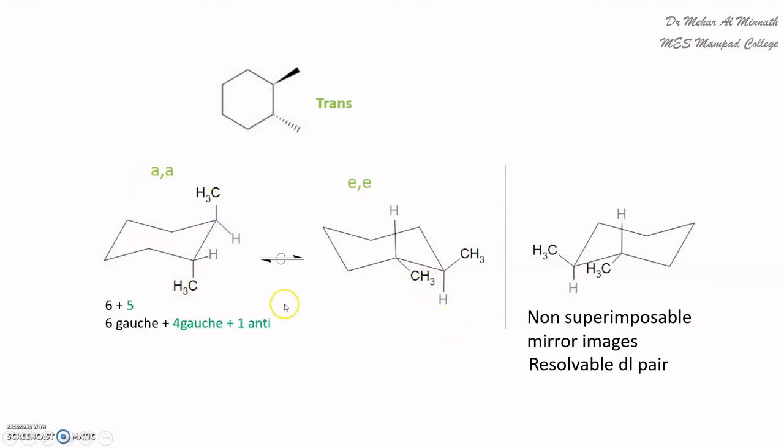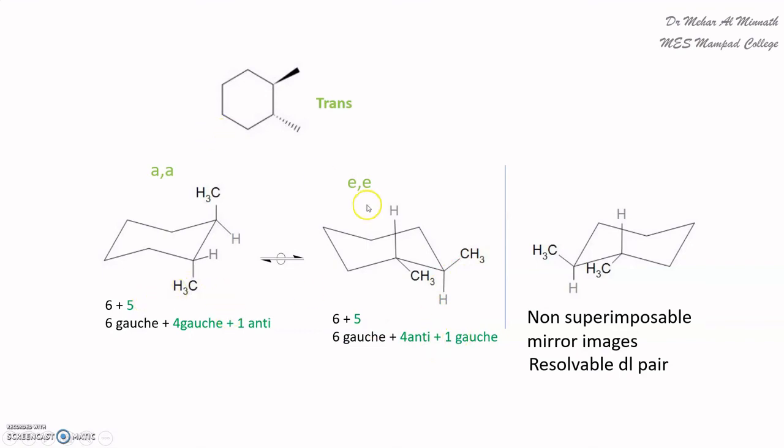So, energetically, when we see this AA form will be having 6 gauche units of the cyclohexane and 5 butane units introduced by the 2 substituents. Among those 5, 4 will be gauche and 1 will be anti. In the EE form again, there will be 6 butane units from the cyclohexane ring and 5 from the 2 substituents. And out of the 5, 4 will be anti and 1 will be gauche.